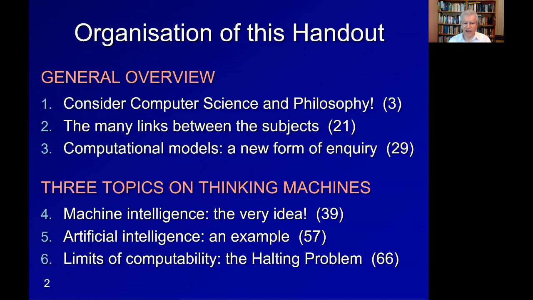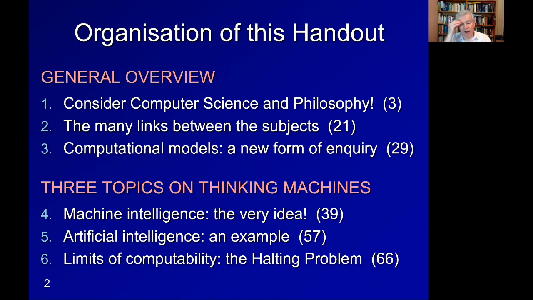So the last 3 sections are 3 topics on thinking machines, and the first of them, section 4, discusses a topic that was of great interest to Alan Turing himself, namely, can we properly call a machine or a software intelligent? He thought we could and argued for it. And in slides 39 to 56, I discuss that and give you some links to explore. So I hope you'll do that and find that interesting.